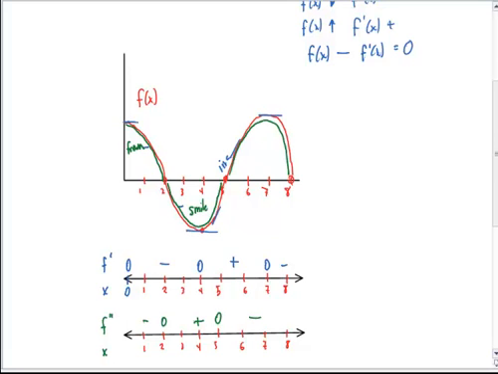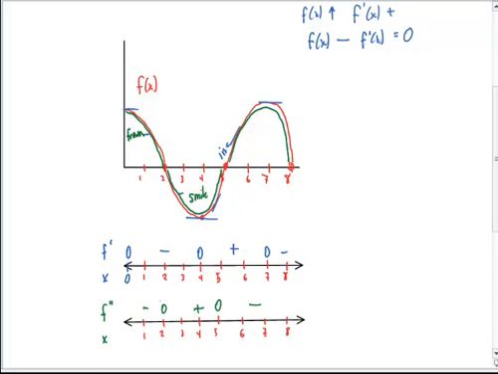Well, there you have it. That indicates that because we have a change in concavity at 2, this would be on the function graph called a point of inflection. And because we have another point where the concavity changes at x equals 5, we have another point of inflection.